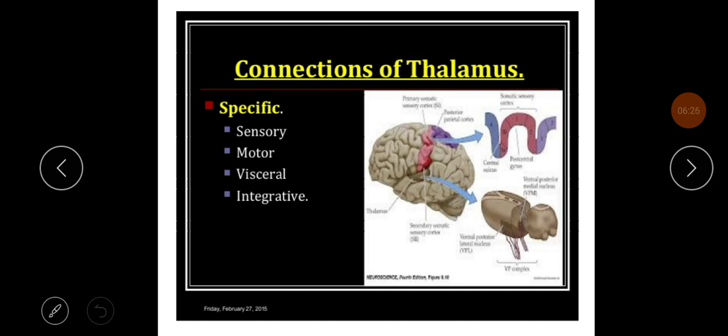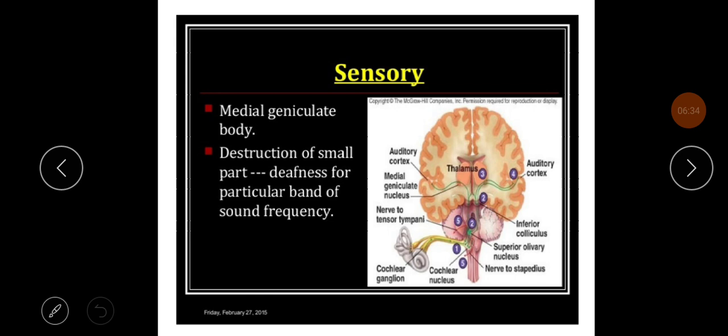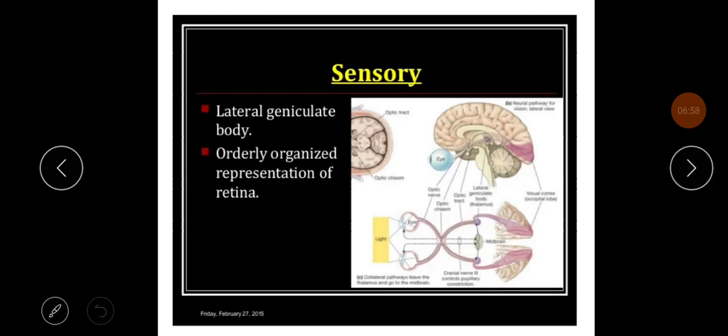Whereas specific connections of thalamus are sensory, motor, visceral, and integrative. Sensory are the medial geniculate body. Destruction of this part leads to deafness or a particular band of sound frequency deficiency. Since the medial geniculate body carries information from the auditory system, there will be deafness. The lateral geniculate body is an orderly organized representation of the retina. Deficiency of which can lead to impaired vision.